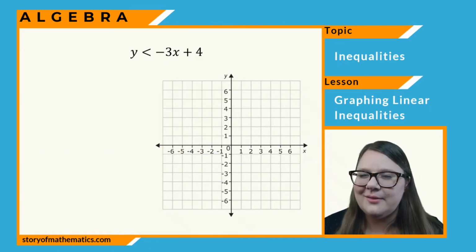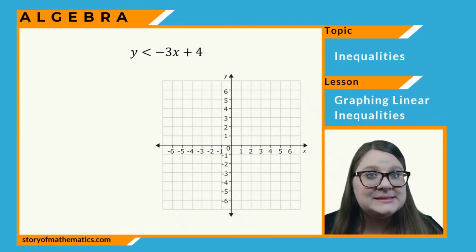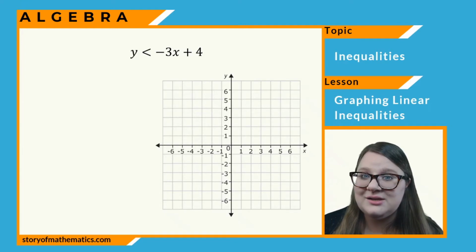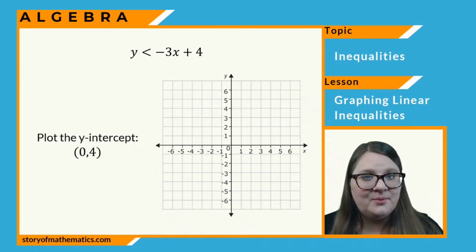What if I gave you another example though? What if I said y is less than negative 3x plus 4? Well, we're going to use the same strategy. We're going to start by plotting the point 0, 4 for the y-intercept.